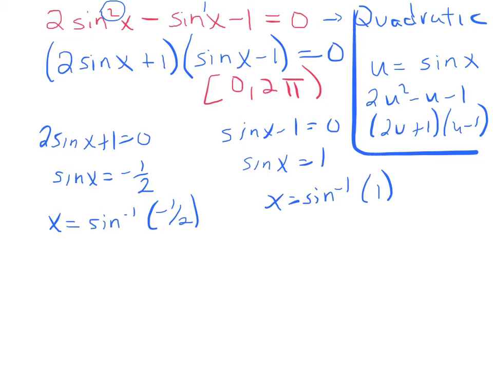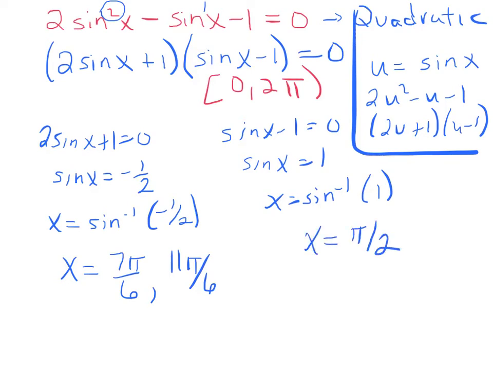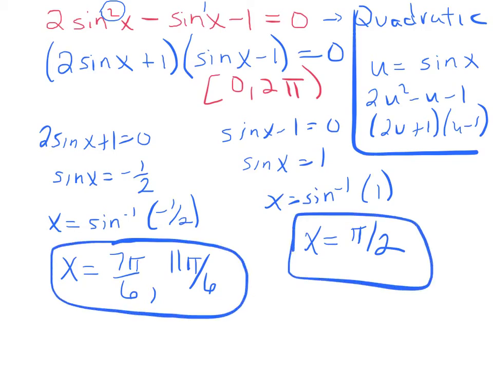So the inverse sine of negative 1/2 means I would have values of 7 pi over 6 and 11 pi divided by 6. And the inverse sine of 1 means that I would have a value of pi over 2. Okay? So 7 pi over 6, 11 pi over 6, and pi over 2 are all of the values between 0 and 2 pi that satisfy that initial equation. Okay? Moving on.